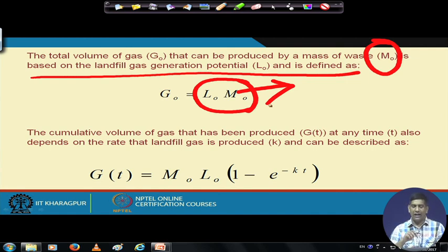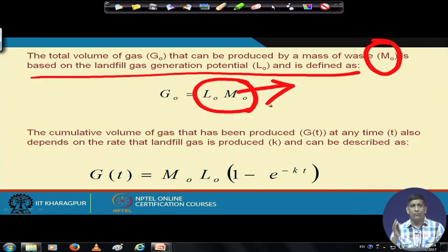Now what is L0? L0 is the landfill gas generation potential. Again, we can calculate it from the biochemical methane potential: how much is the maximum methane it can produce? Methane is around 50% or 55%, so based on that we can find the L0 value. For most waste streams, the L0 value is already available. You will be given L0 values, or you can find them from lab-based experiments.